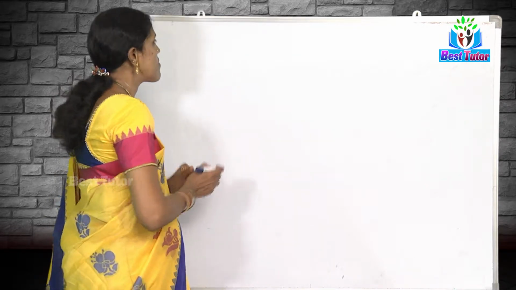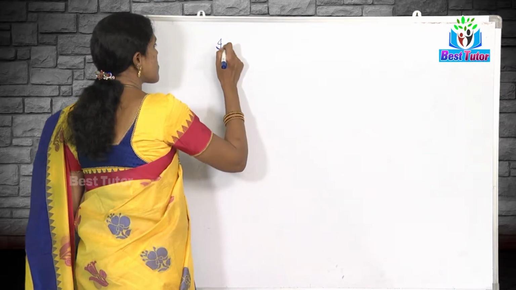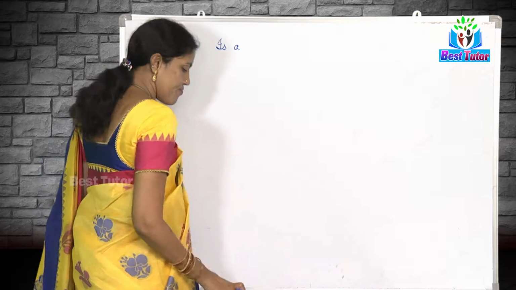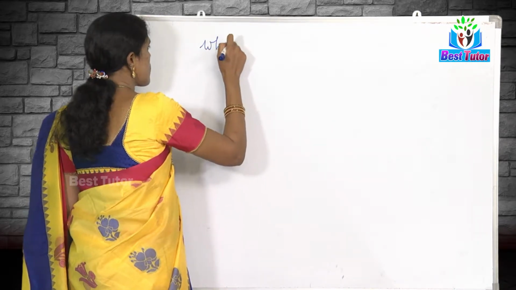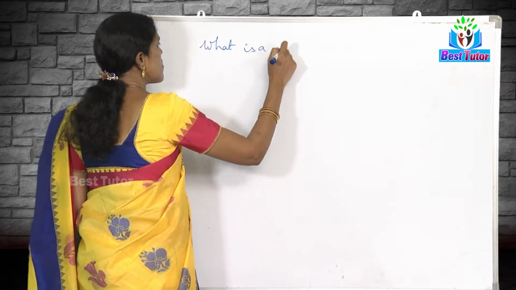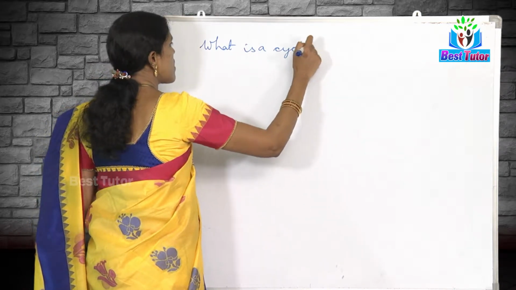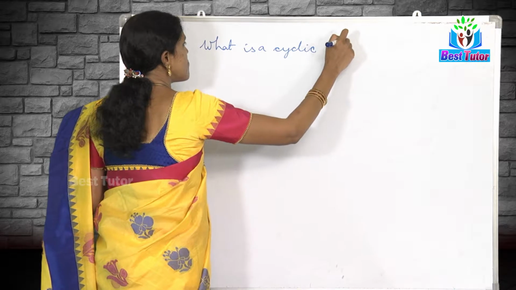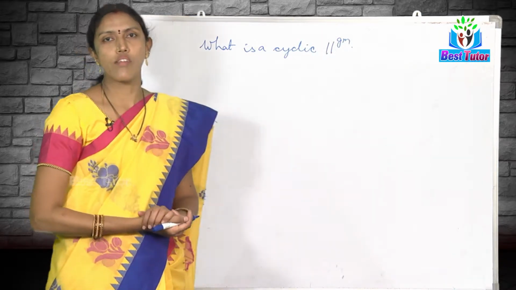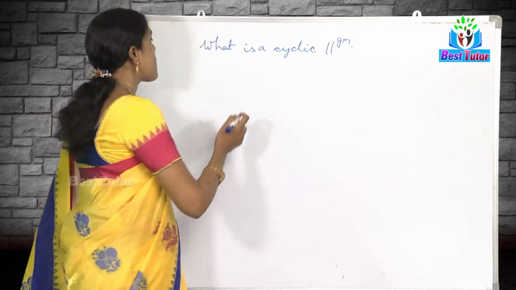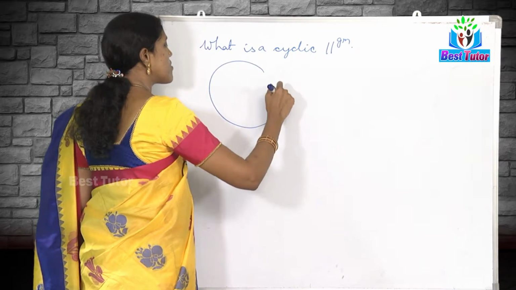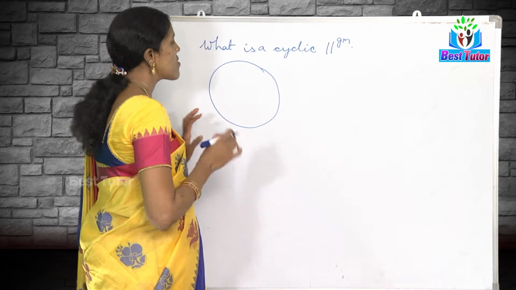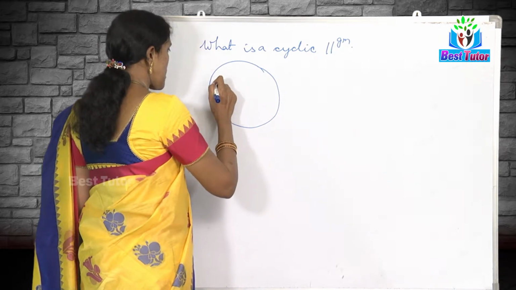Today, I have a question here: what is a cyclic parallelogram? A parallelogram whose vertices all lie on a circle is called a cyclic parallelogram.